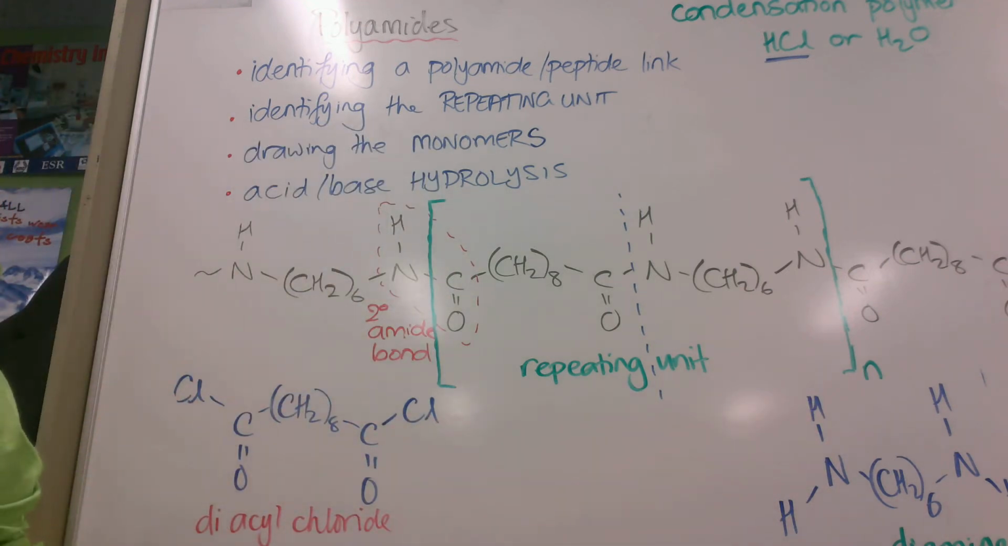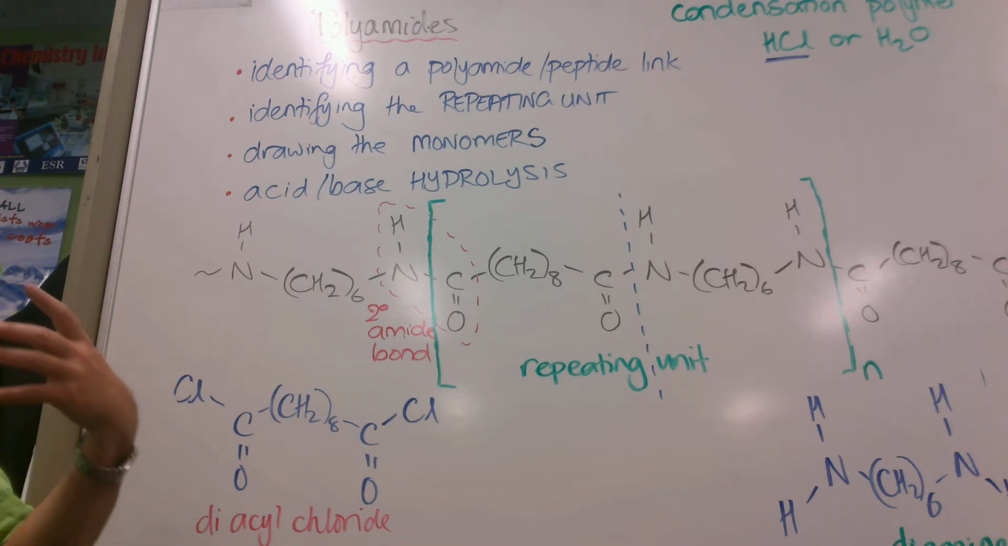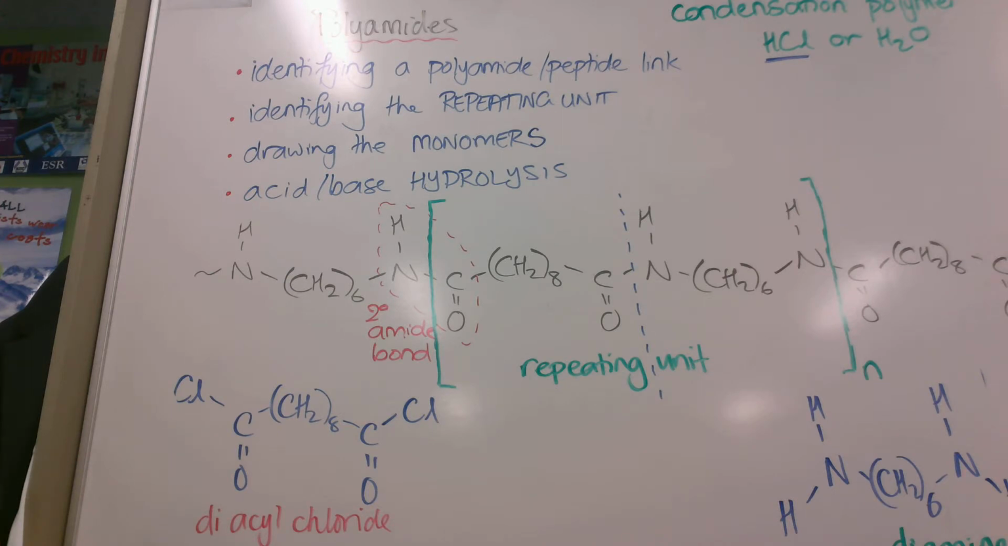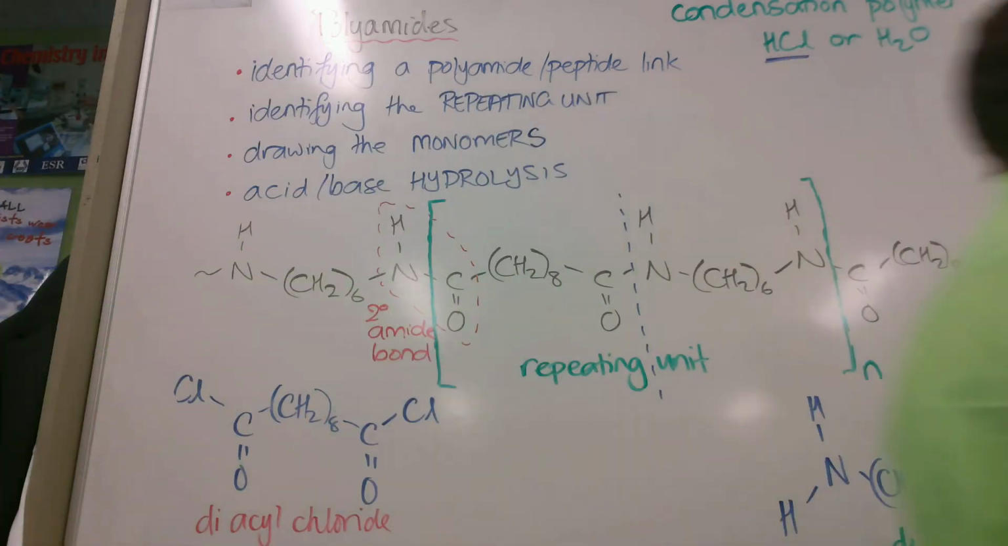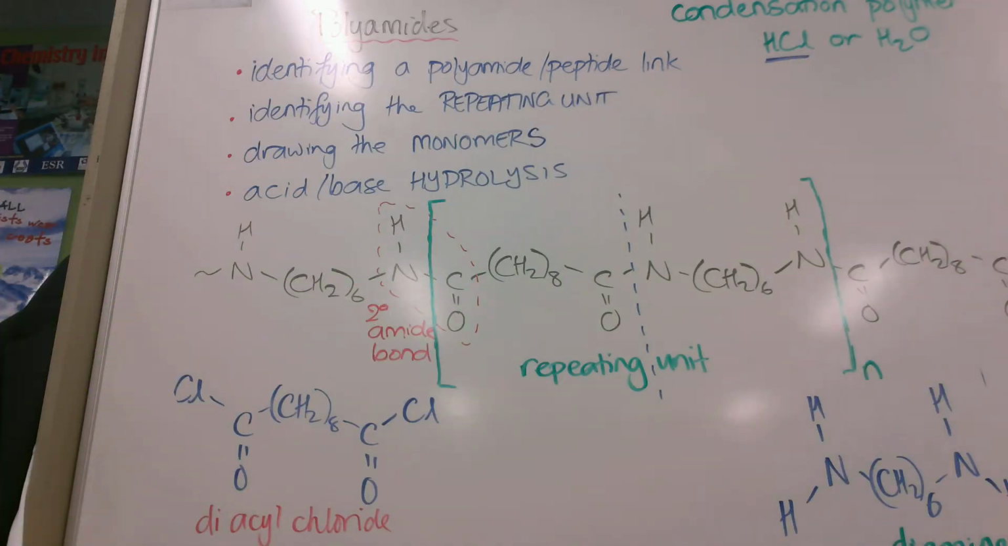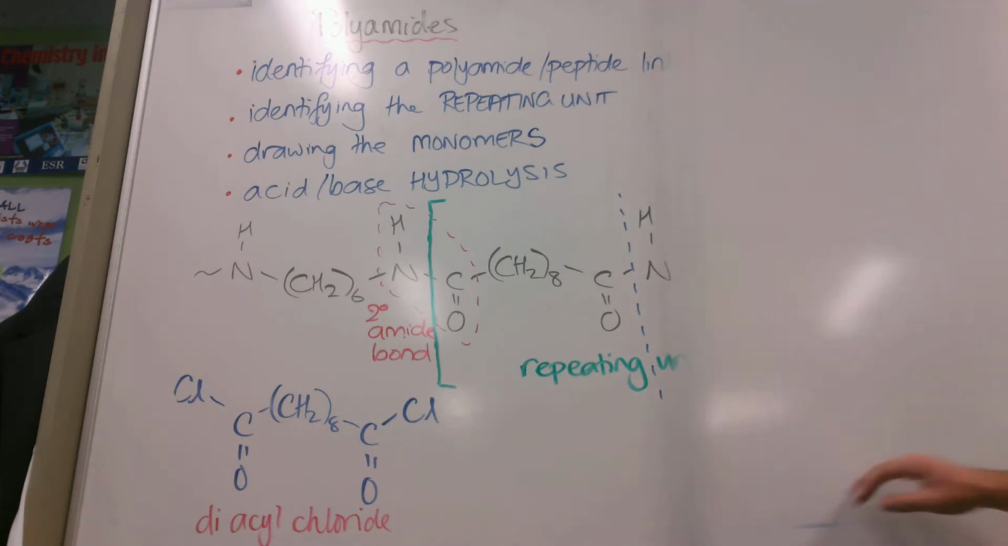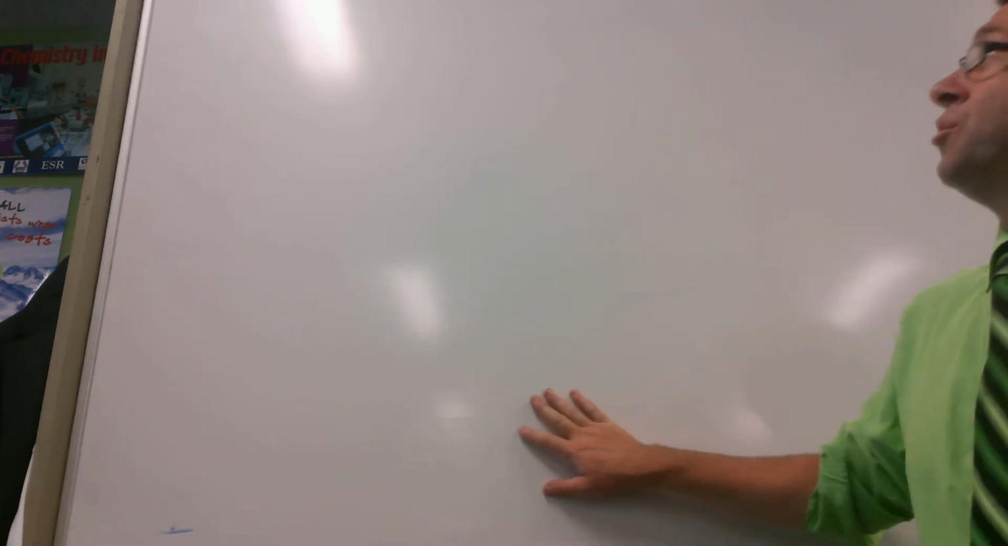There is a possibility, and this is the next bit I want to get to, that one monomer has got both functional groups present. And this is what nature tends to do. And so this is where we have amino acids. So I'm going to cover that over just for now and show you what I mean.